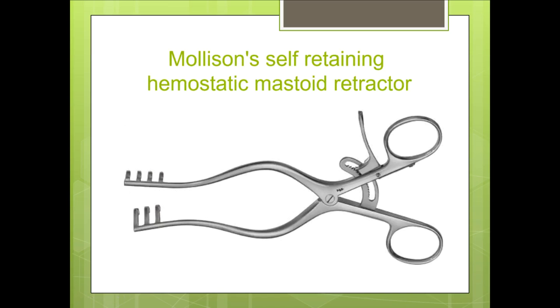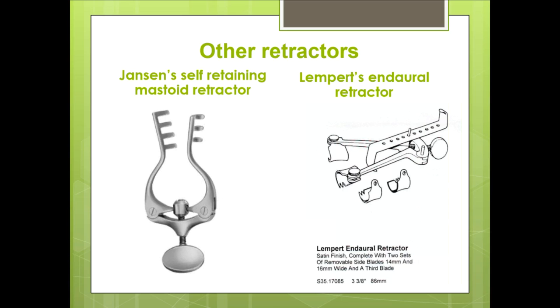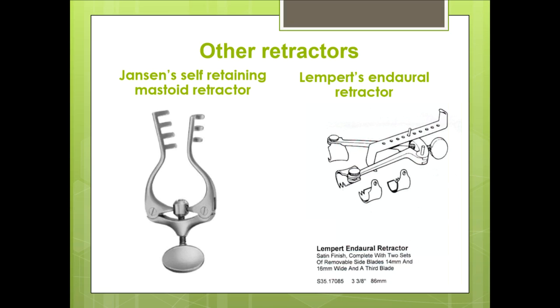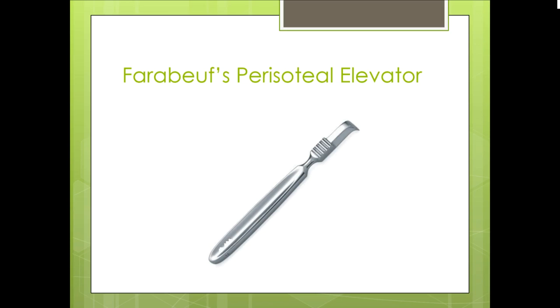ear. This is the self-retaining hemostatic mastoid retractor, Mollison's. This will be used to retract the skin and subcutaneous tissue in the post-auricular region during the mastoidectomy to expose the mastoid antrum region. Mollison's self-retaining hemostatic mastoid retractor. This is important, so you have to tell the complete name. It retracts the skin and subcutaneous tissue, and also reduces the bleeding by pressure. That's why it is the hemostatic mastoid retractor.